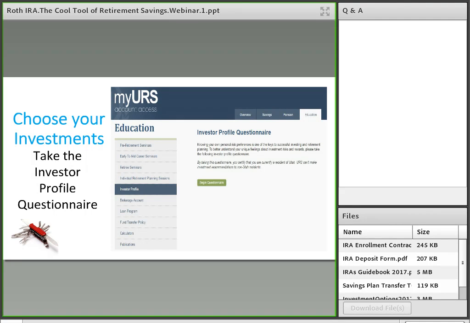target date fund for you, is as you're logged into your account under the education section there, and down there, you'll see the investor profile tab. We want you to click on that and begin this investor profile questionnaire. And it's going to ask you 9 questions, and several of them are based around behavioral finance questions.